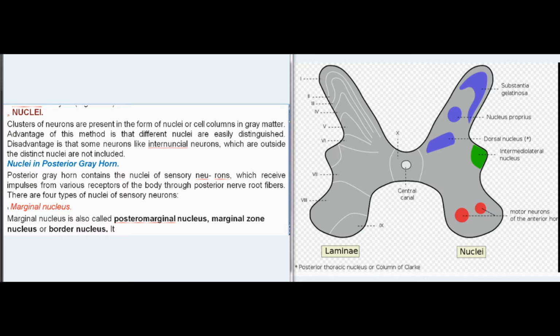Nuclei in posterior gray horn. Posterior gray horn contains the nuclei of sensory neurons, which receive impulses from various receptors of the body through posterior nerve root fibers.